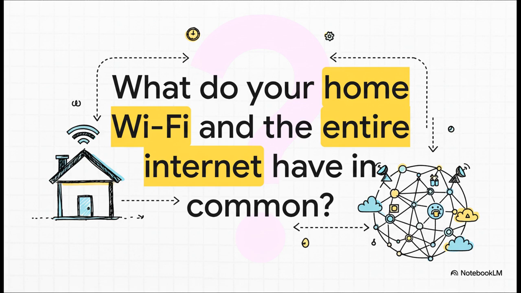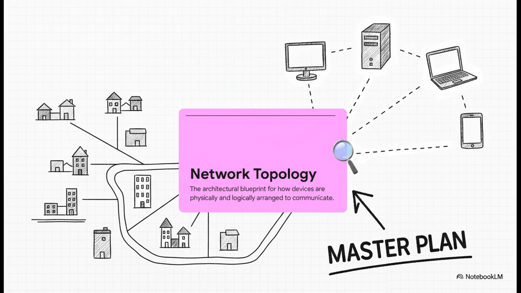But here's the thing, they both run on the exact same fundamental design principles. These are the invisible rules that decide how everything, and I mean everything, connects and talks to each other. And that blueprint, it actually has a name. It's called network topology. The best way to think about it is like a city plan, right? You can't just start throwing up buildings and roads wherever you want. You need a master plan, a blueprint that shows how it all fits together. For our digital world, network topology is that master plan for all our devices.